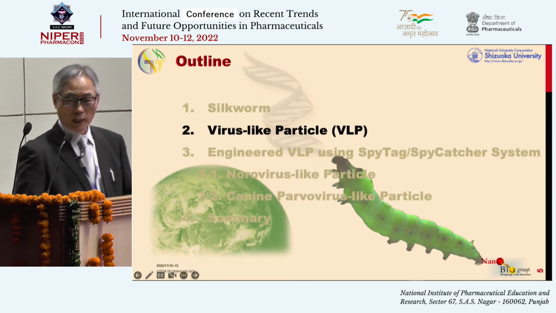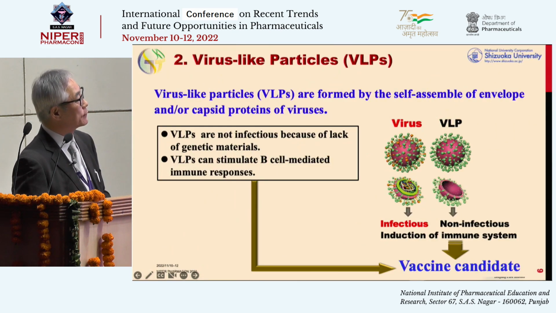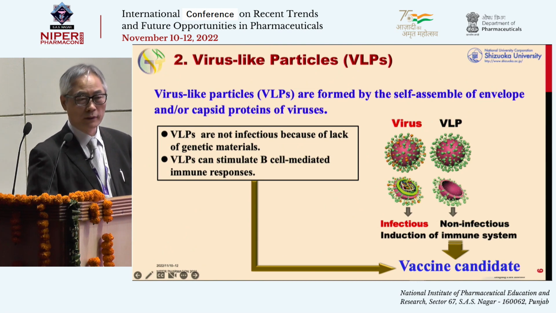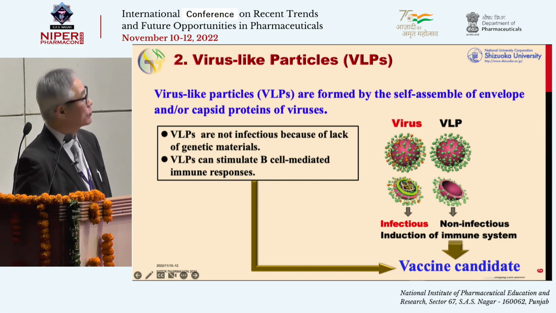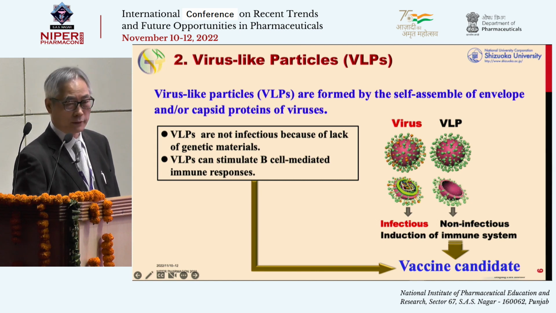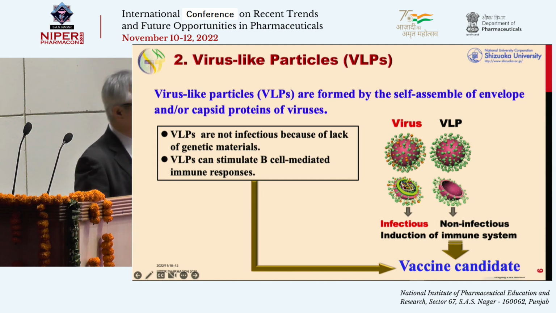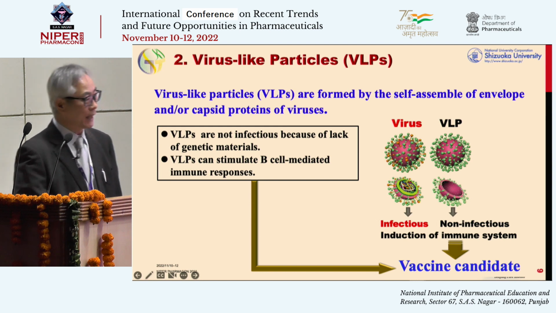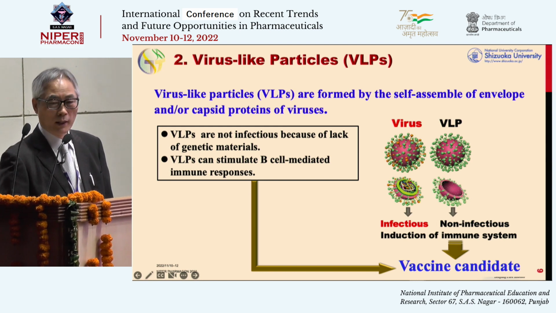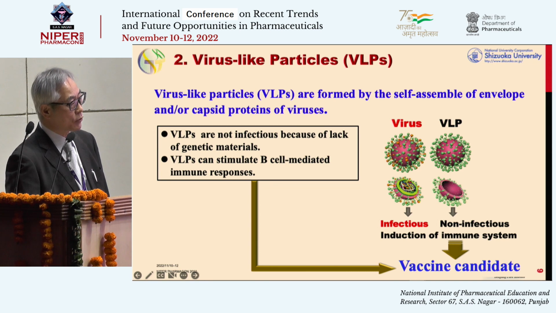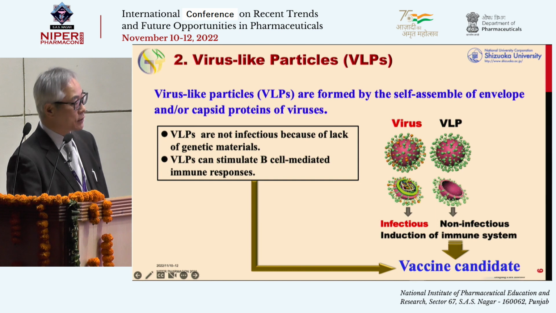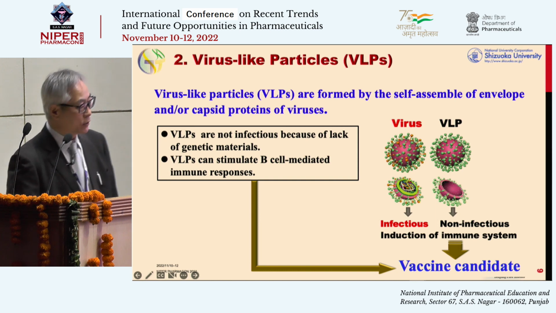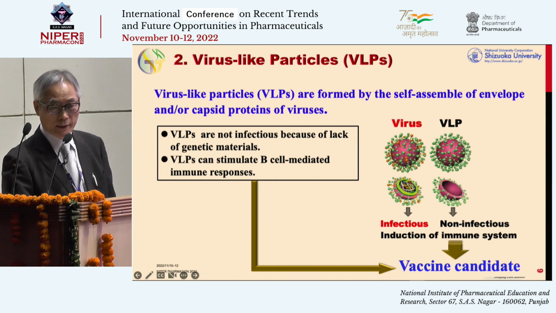Next, virus-like particle. What is it? A VLP is defined as a particle formed by self-assembly of envelope and/or capsid protein of a virus. They have virus protein, so they can induce the immune system. However, they don't have any genetic material inside the particle. They cannot infect the host. This is the reason why VLP is of interest for preparing vaccine candidates.